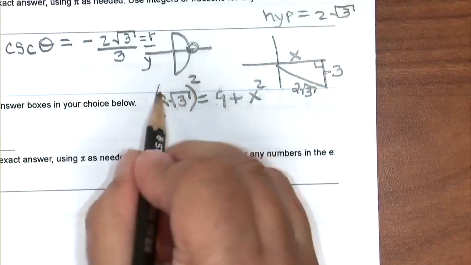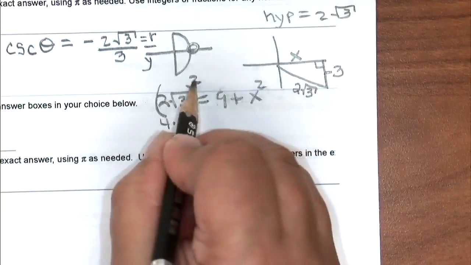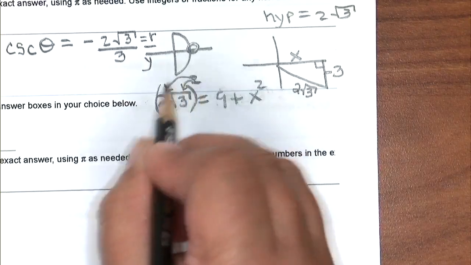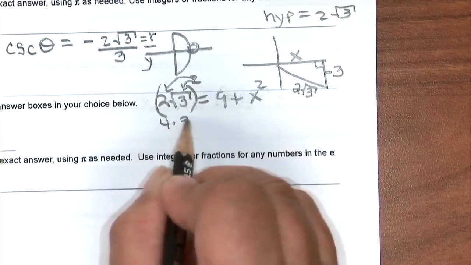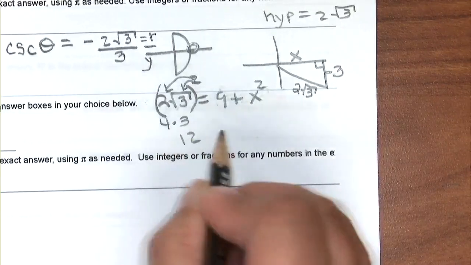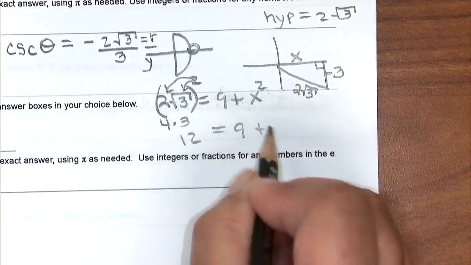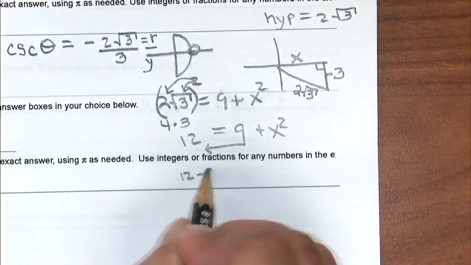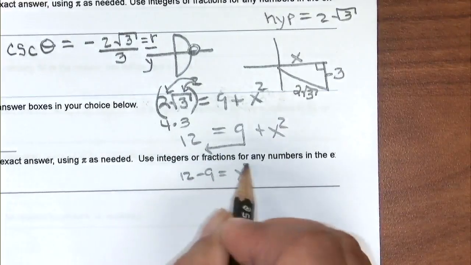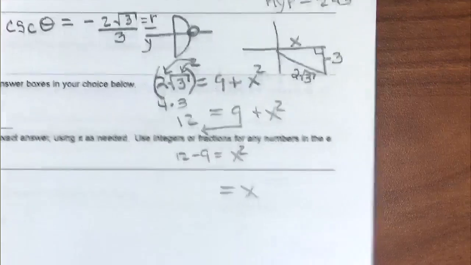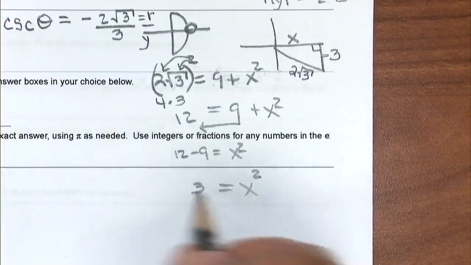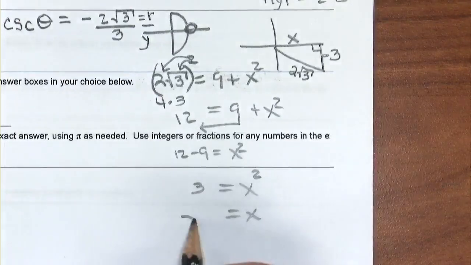Okay, so you're not only squaring the front, but you're also squaring this radical, which makes the radical just pop off. So it makes a 4 out of that. It makes a 3 out of that. Multiplied together, you get a 12. Bring this over here. It becomes 12 minus 9, which is equal to x squared. And x squared is equal to 3. Therefore, x is equal to square root of 3.